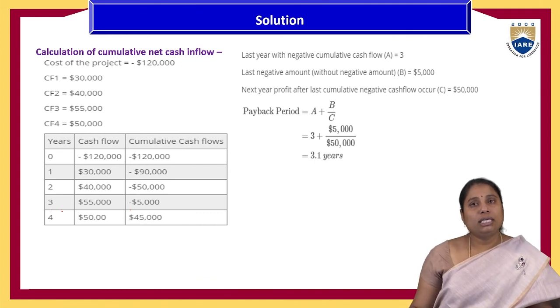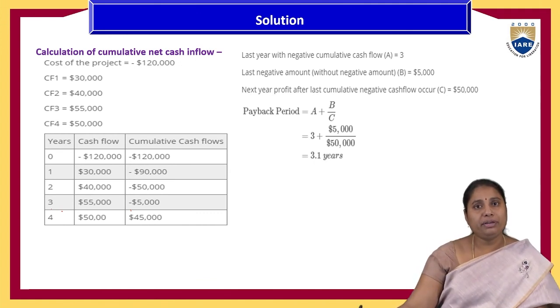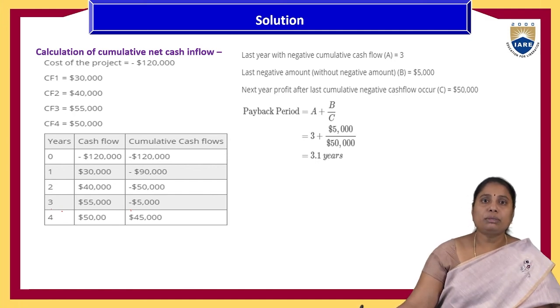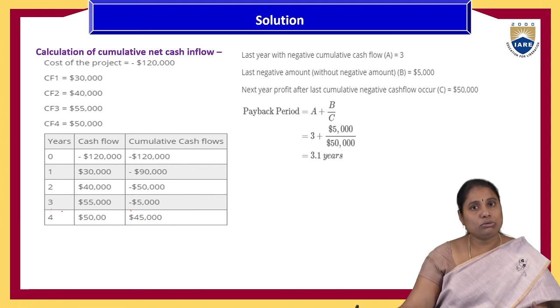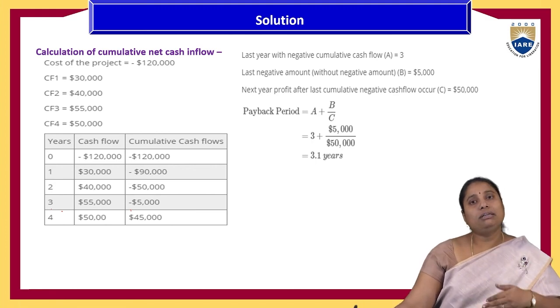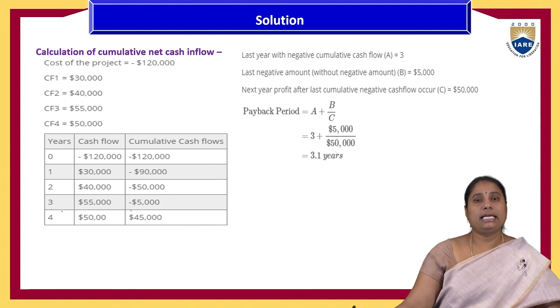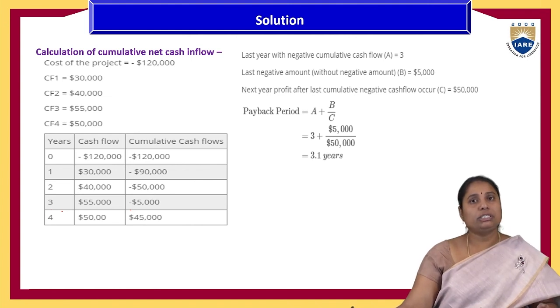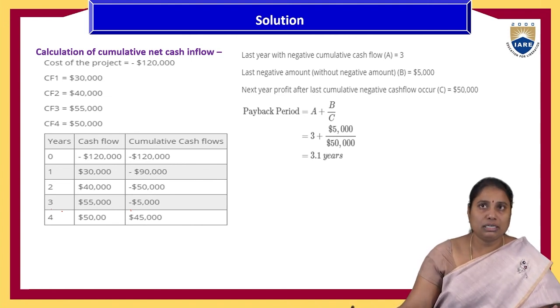So that is about the calculation of the payback period when the cash flows are even or uneven, and the payback period with discounted cash flows as well as non-discounted cash flows, and the different methods of calculating it using Excel sheets, as discussed in this particular part.